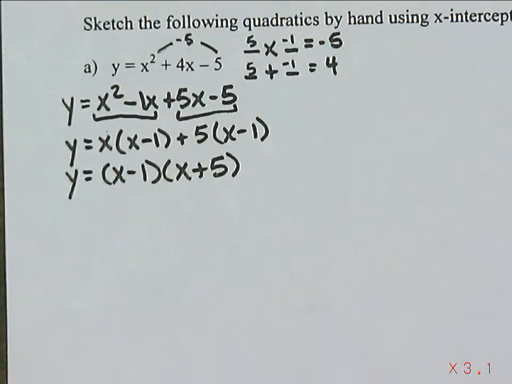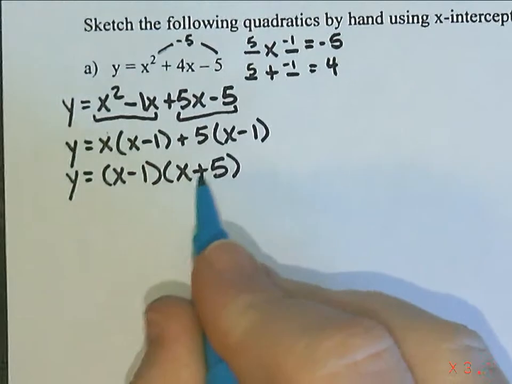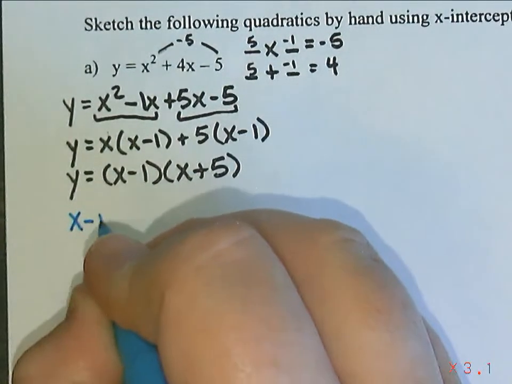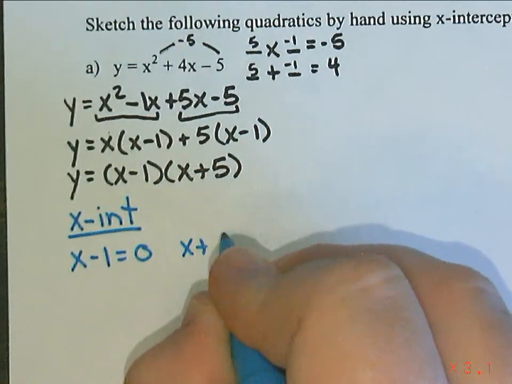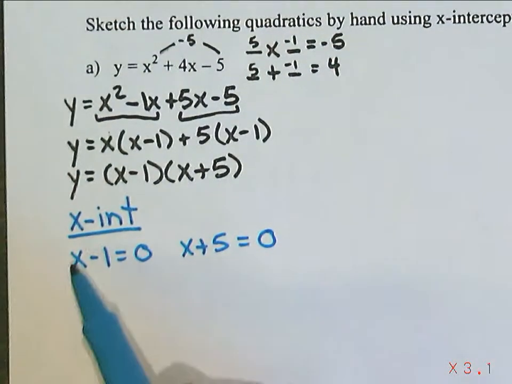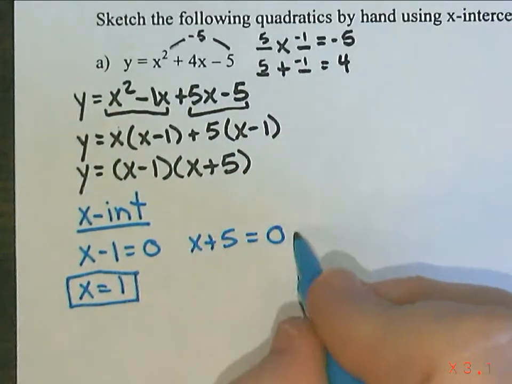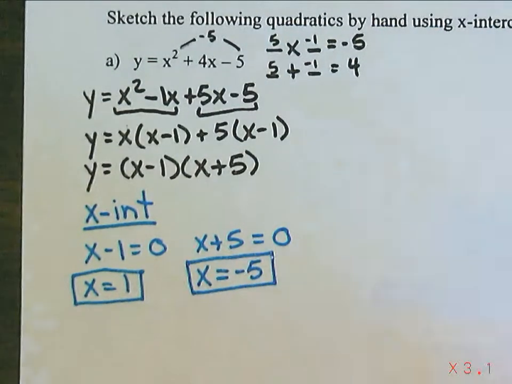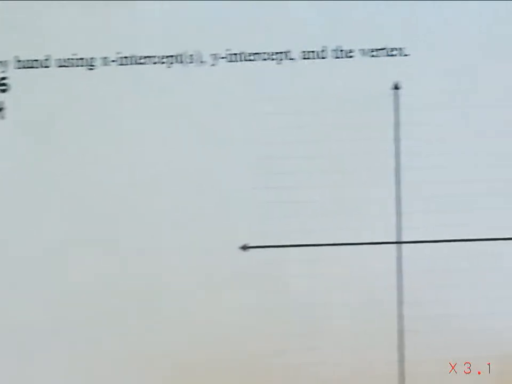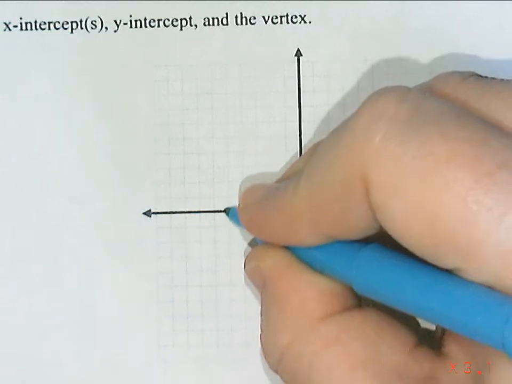Okay, so the x-intercepts are on the x-axis where y equals 0. So what I want to do is take a look at what makes each of those brackets equal 0. So I'm going to set each one equal to 0 and then just solve. I'm going to add 1 to both sides to get x equals positive 1, and then I'm going to subtract 5 from both sides for this one to get x equals negative 5. And I can go over to my grid and mark on positive 1 and negative 5 on the x-axis. Grid lines aren't very dark here.